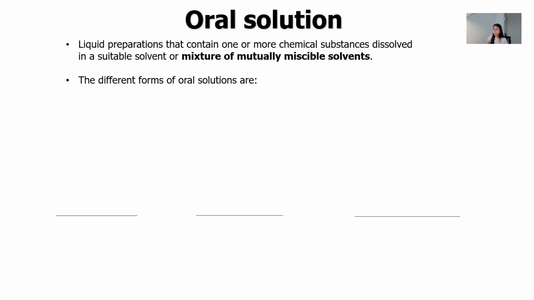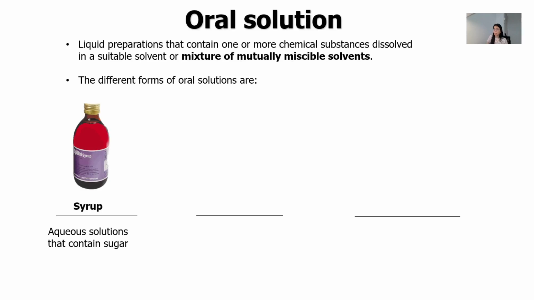Oral solution is basically a liquid preparation that contains one or more chemical substances dissolved in a suitable solvent or mixture of mutually miscible solvents, meaning you don't see any solid floating inside the liquid preparation. All the drugs are dissolved completely in the solvent, so it appears as a clear oral solution. There are different types of oral solutions in the market. One of them is called syrup.